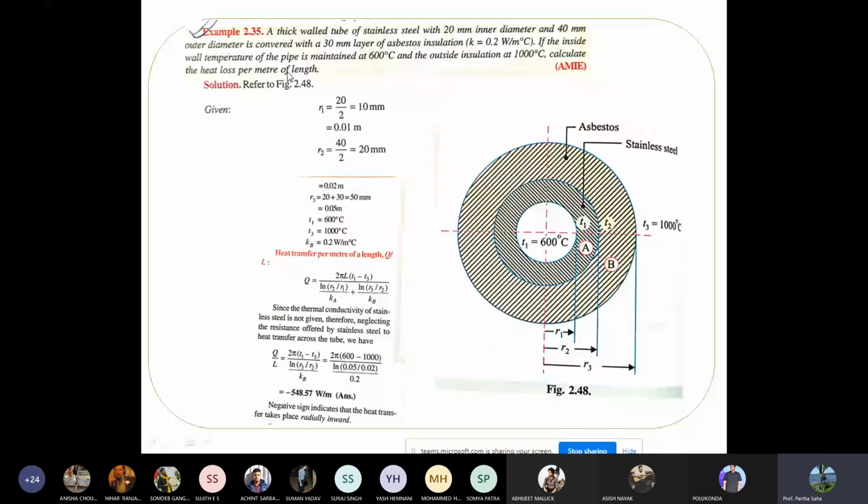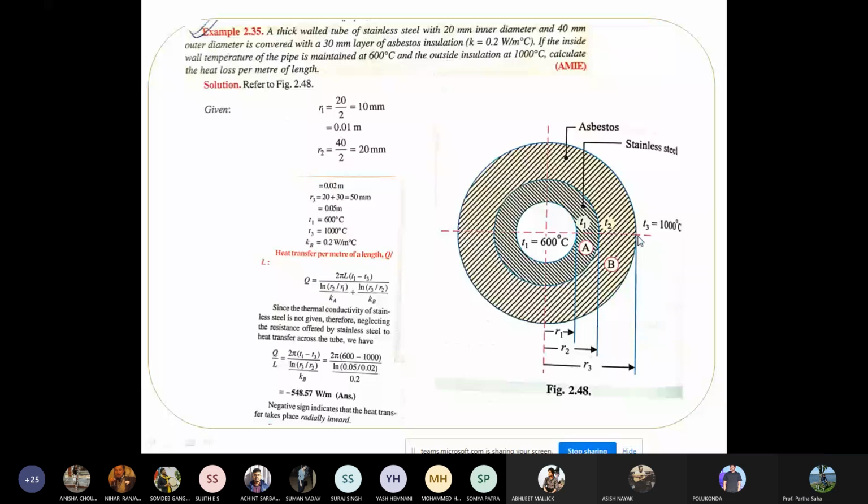Okay, it's a very nice problem. Inside diameter is given, so you can calculate the radius as 10 millimeter, and similarly the outside radius is 20 millimeter. Now let us look at this problem graphically. There are three layers. Inside there is stainless steel at 600 C. We can consider it T1, and the inside radius is R1. Then the second one is R2, so R1 plus this thickness will be R2, and finally the last one is R3, that is R2 plus this thickness. Inside is stainless steel, then asbestos, and finally atmosphere. We are considering this at 600, at T1, then T2, and finally T3 is 100 C.